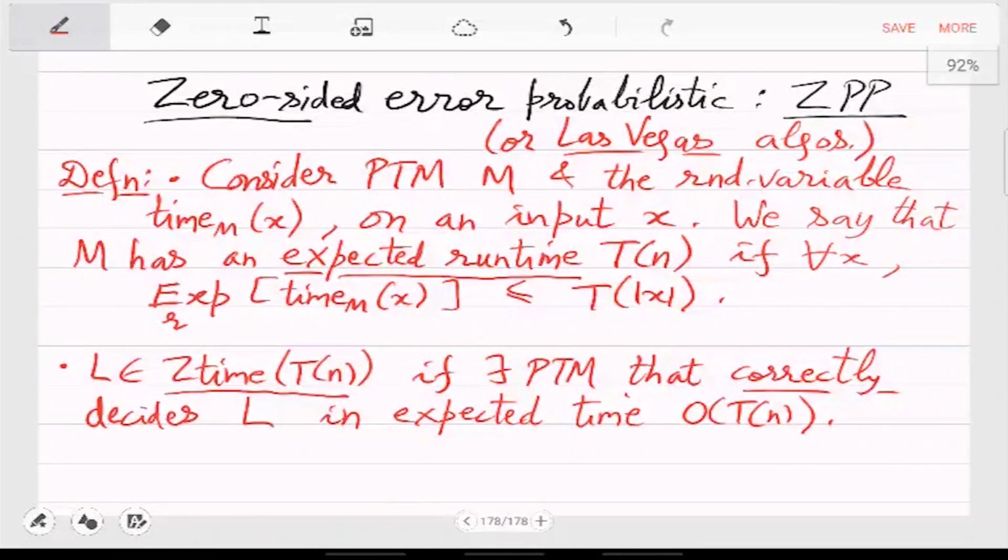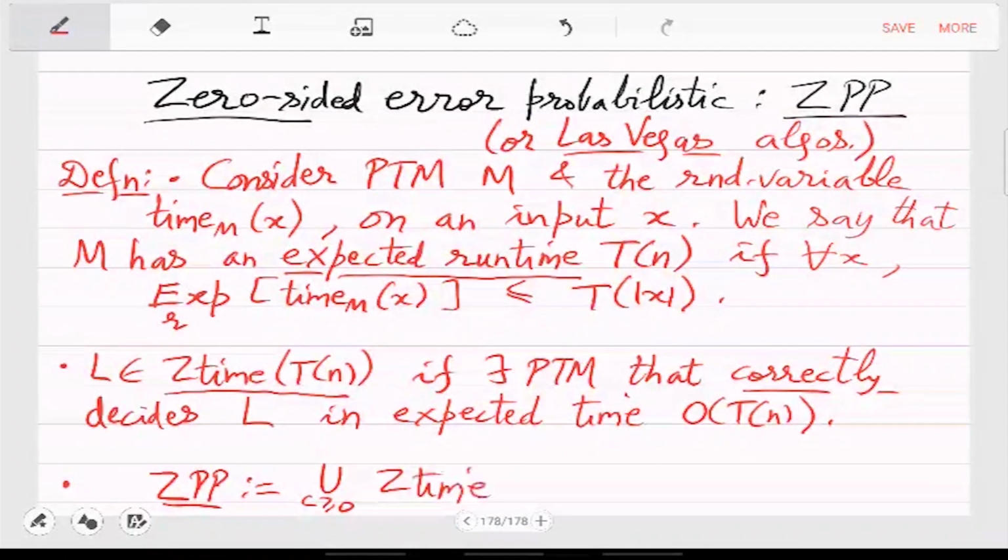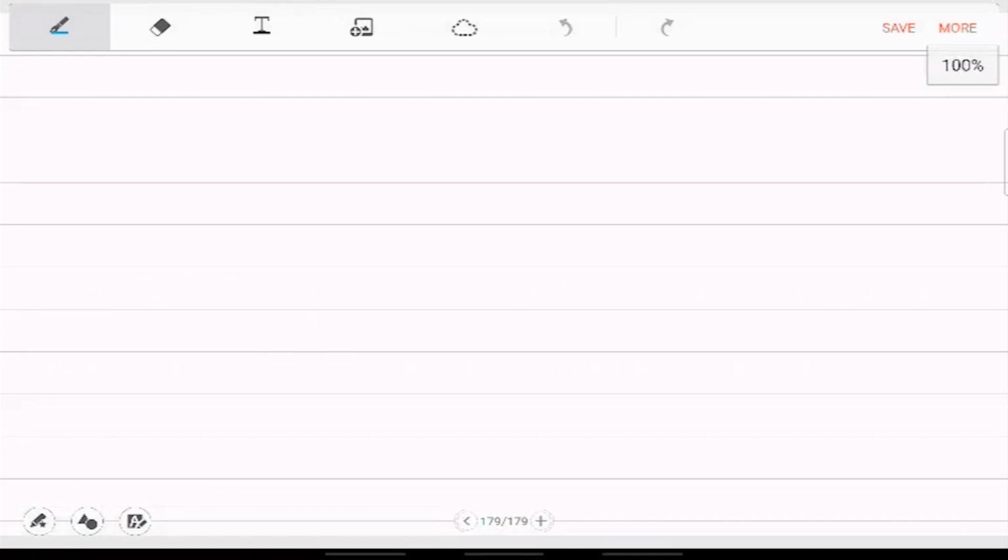And this, as always, immediately defines your notion of efficiency, which is ZPP. In this case, it's the union over Z time n to the C, right, all polynomials. Now this is an interesting class. It has quite interesting properties. You can actually relate it with BPP, RP, co-RP. So let's do a simple yet non-trivial proposition.